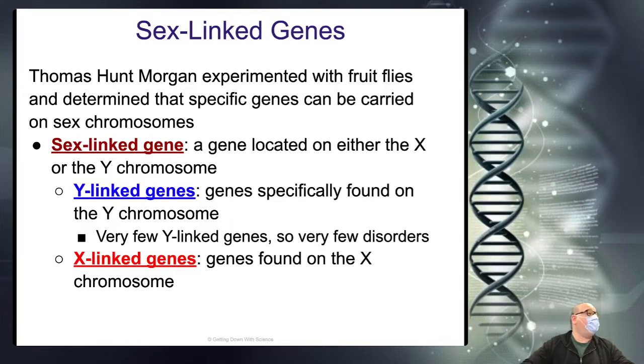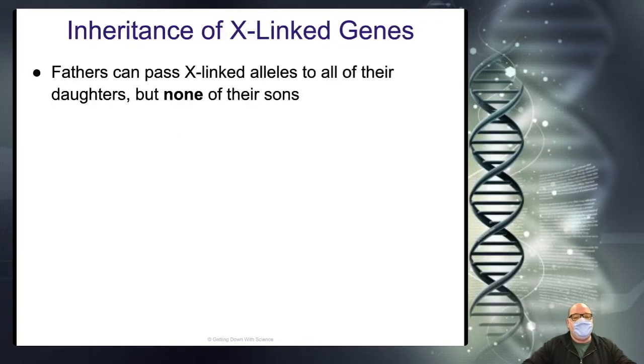Everybody has at least one X chromosome in the sex chromosome set. If you're female, you have 2. Because everyone has at least one, those are easier to track, and there are several genetic problems linked to sex chromosomes in humans. So a couple things are going to be going on here. Fathers can pass X-linked alleles to all of their daughters.